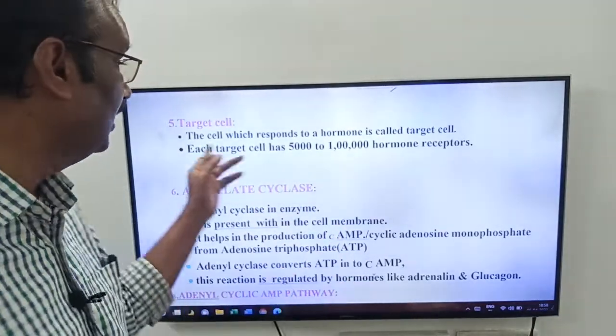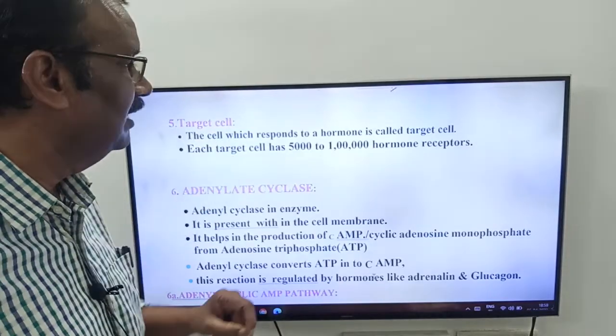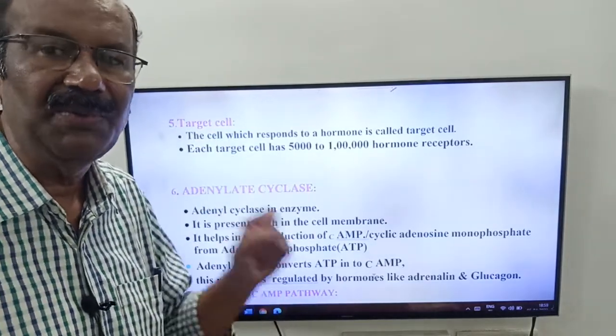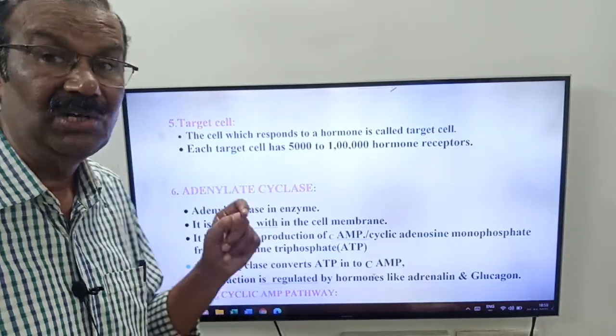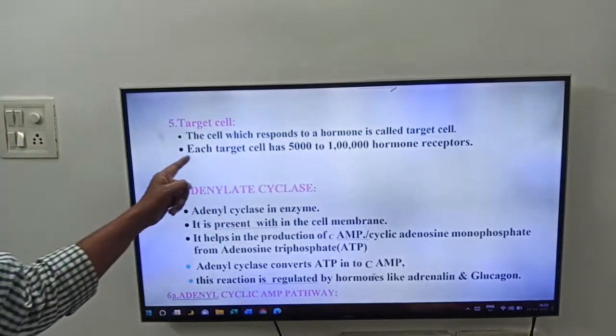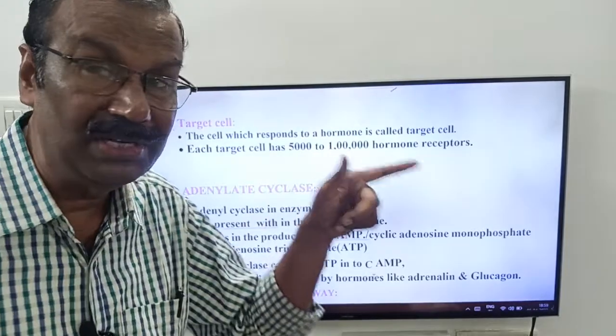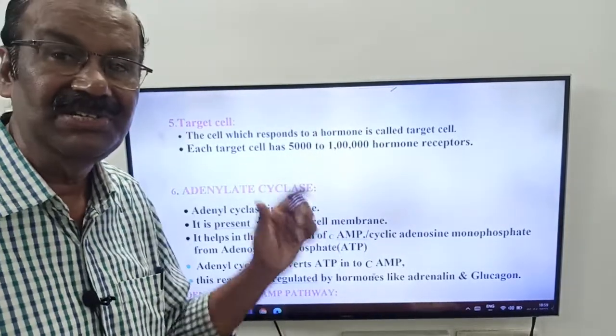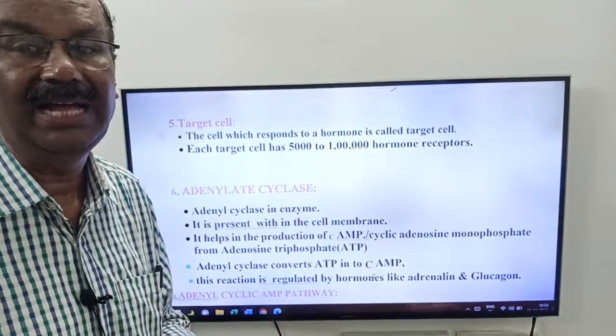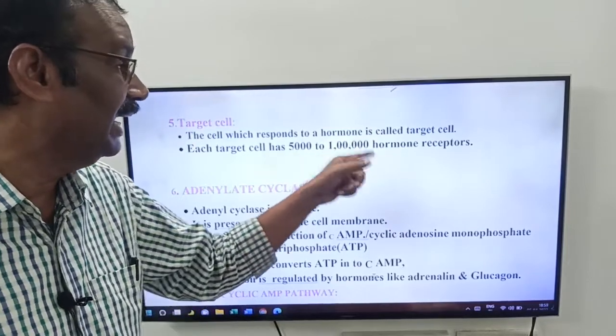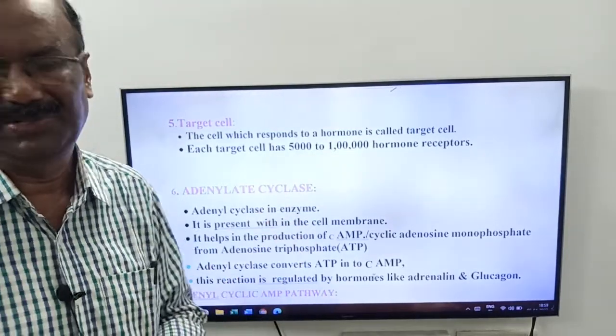Target cell. So what is a target cell, friends? The cell which responds to a hormone is called a target cell. Each target cell has 5,000 to 1 lakh hormone receptors.